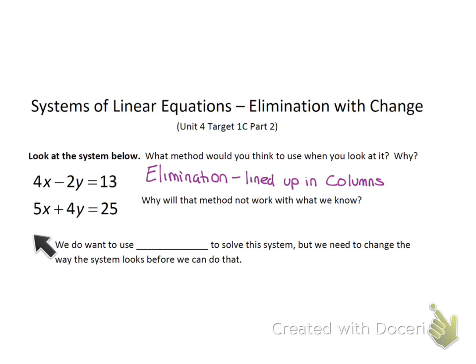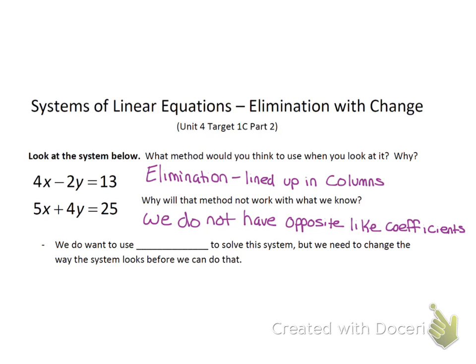And what do I mean by columns? The x's are on top of each other, the y's are on top of each other, and the constants are on top of each other. That right there is stereotypical of an elimination problem, and we have that here. But this method will not work based on the skills that we practiced in the previous lesson. And why is that? We do not have opposite-like coefficients.